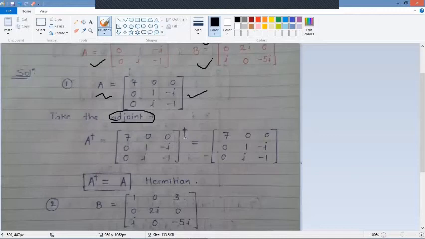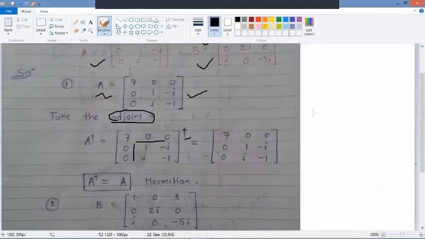After the adjoint, I also have to transpose this. I'm going to solve this here. When I take the conjugate, sorry, the adjoint, what do we have? First 7 0 0 0 1. It becomes I. And 0 minus I.